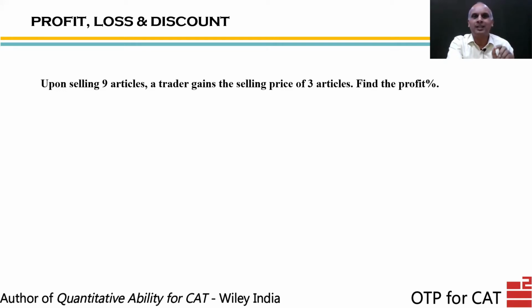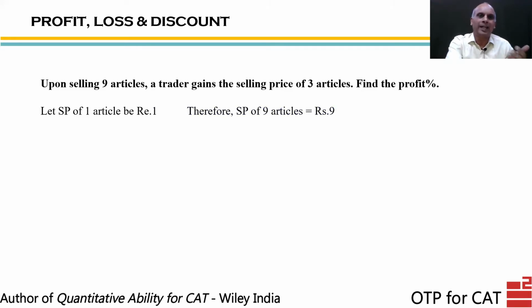In this case, I think it is easier to assume that SP of one article is 1 rupee. So if SP of one article is 1 rupee and I am selling 9 articles, so SP of 9 articles will be obviously 9 rupees, and the gain will be equal to SP of 3 articles, which will be 3 rupees. But don't think the profit percent is 3 divided by 9 because 9 is not the CP. 9 is the selling price.